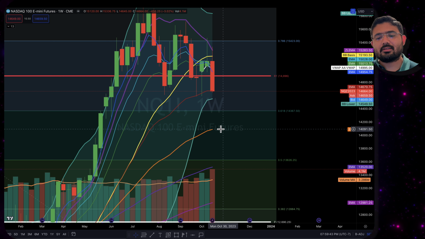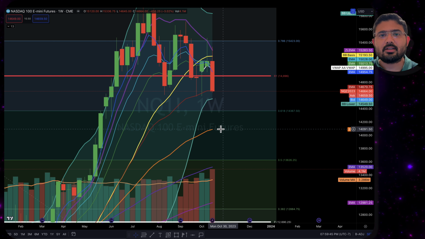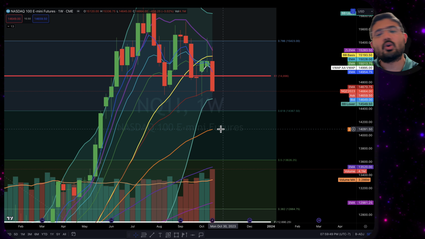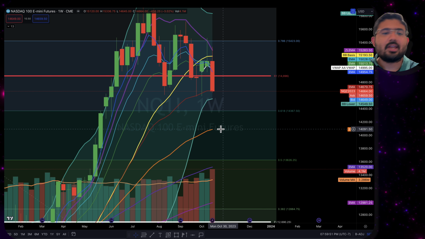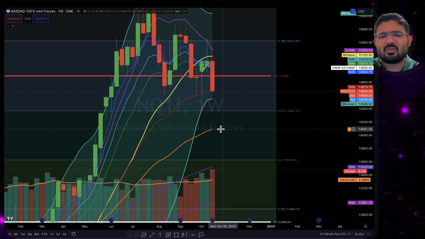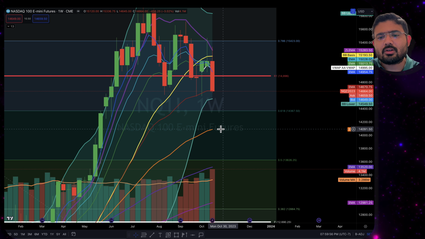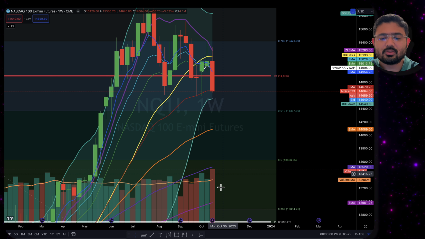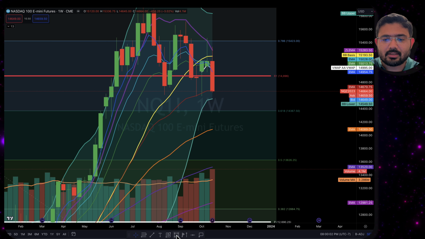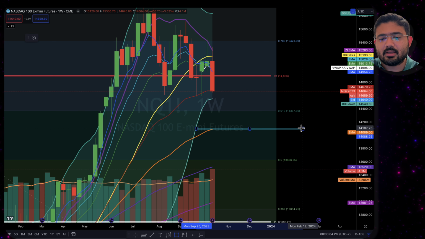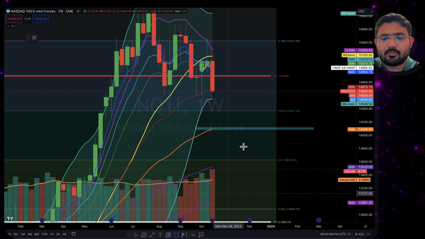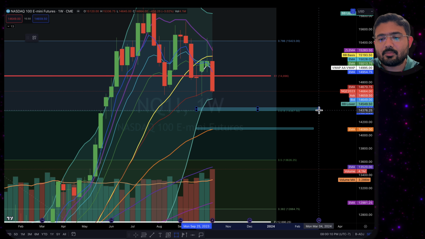But nonetheless, the macro factors right now are not playing well. Interest rates are rising, bond yields rising. We have two wars ongoing. So the macro is not in our favor. So that is why anything can happen, and that is why I want to highlight these two levels, that is the 50-day moving average and the 0.618 level.